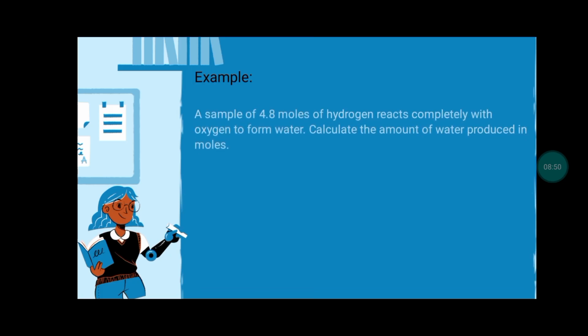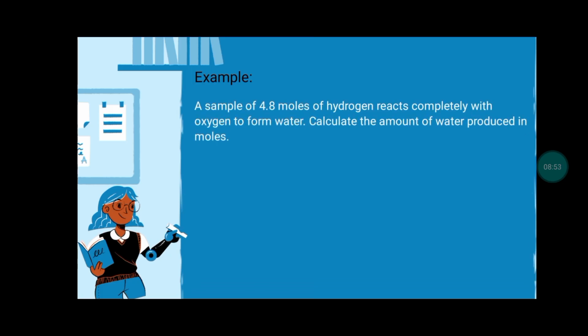So, let's have an example. A sample of 4.8 moles of hydrogen reacts completely with oxygen to form water. Calculate the amount of water produced in moles. So, in this particular example, we are given 4.8 moles of hydrogen, and we are required to calculate the amount of water produced in moles.